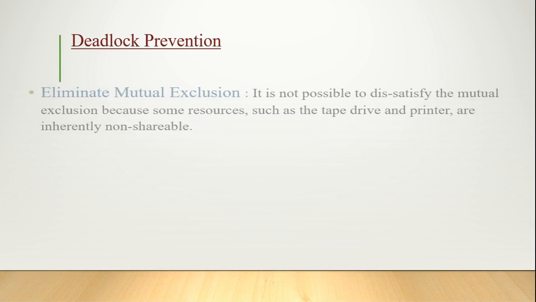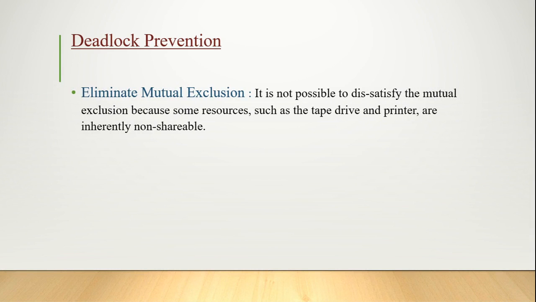First one is deadlock prevention. For preventing deadlock, we can prevent any of the four necessary conditions for a deadlock to occur. So first, eliminate mutual exclusion. It is not always possible to eliminate the condition of mutual exclusion because some of the resources are non-shareable. Examples of non-shareable resources are tape drive and printer. So in such cases, we cannot eliminate mutual exclusion.